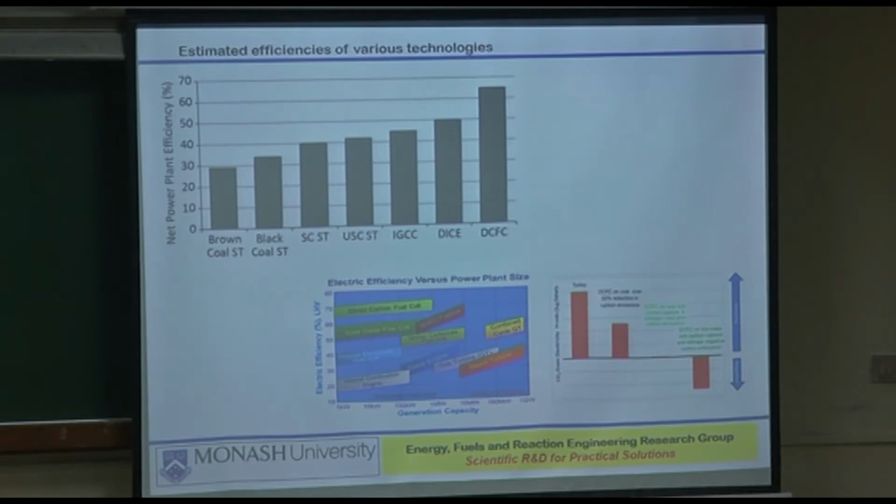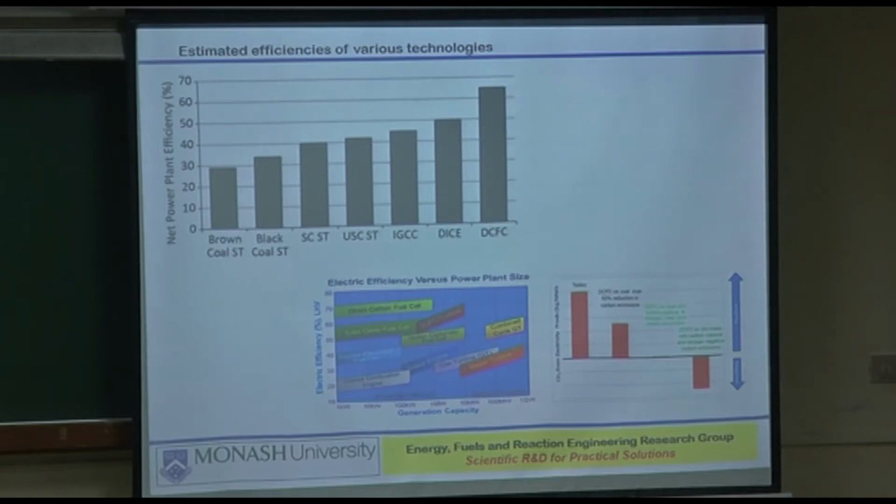Then the subsequent ones are with supercritical steam turbine cycle, ultra supercritical steam turbine cycle, IGCC. DICE stands for a technology called direct injection coal engine, and DCFC stands for direct carbon fuel cell, which is the focus towards the end of this presentation. So what is DICE? Okay, let me go one step back. Everything other than the black coal corresponds to the use of brown coal.